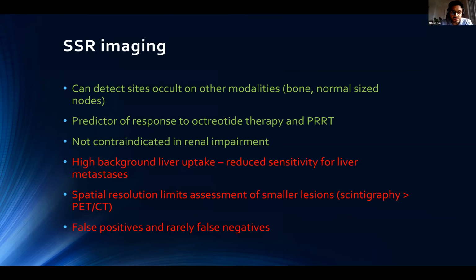Some of the challenges include high background liver uptake. Although the example I showed you highlighted liver metastases very nicely, this isn't always the case. In smaller liver lesions, it can be insensitive and actually underestimate disease there, which is why MRI is frequently used as an adjunct when performing DOTATATE PET. The spatial resolution does limit assessment, not just in the liver, but also elsewhere. However, PET-CT has actually improved this compared to scintigraphy and SPECT-CT prior. And occasionally there can be false positives and false negatives, which is why they need to be read in expert hands.